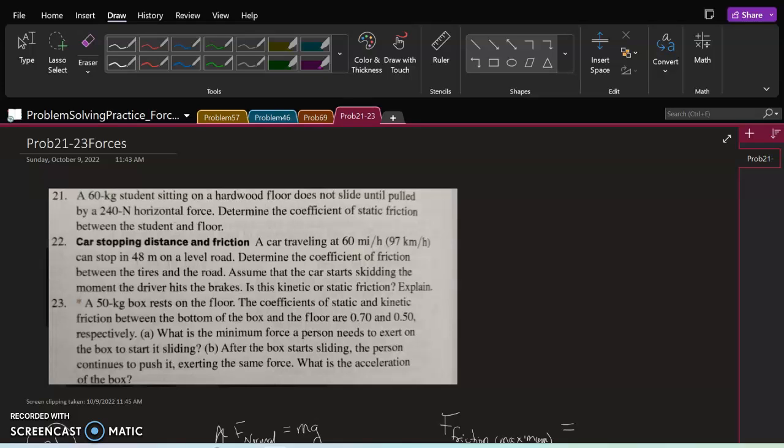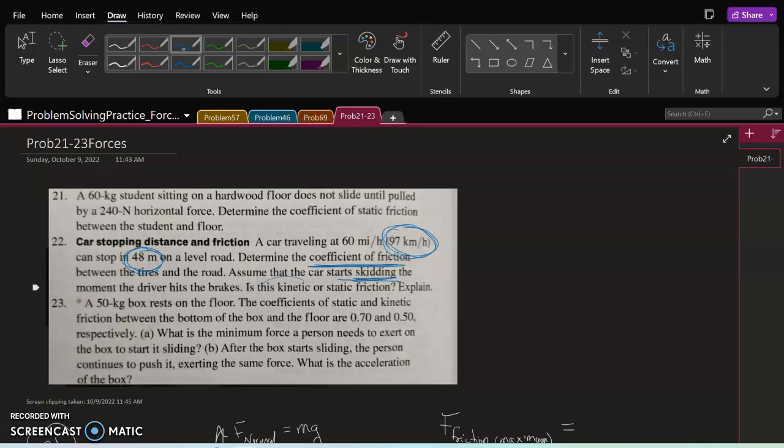We're going to try problem 22 here, car stopping, distance, and friction. Okay, read the problem. Think about it for a moment. All right, now the key things here are this. The car starts at 97 kilometers per hour. It stops after 48 meters. We're looking for a coefficient of friction between the tires and the road, and they say that it's skidding.